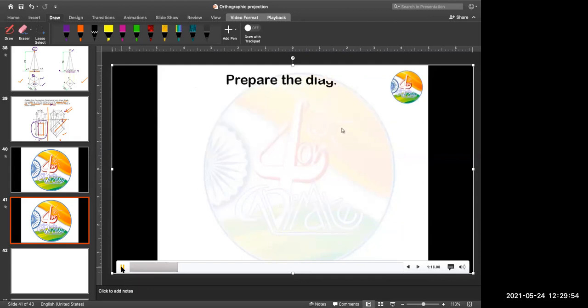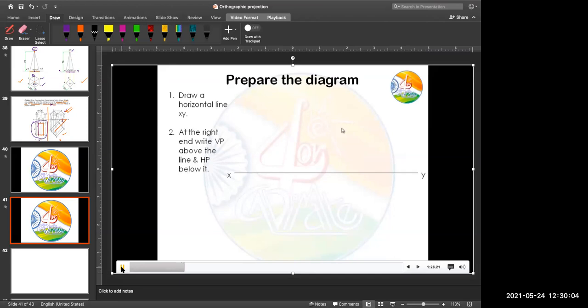So let us move ahead and see what steps are to be taken and how to draw the pentagonal prism. The first thing we need to do is draw the XY line, and we should write VP just above the XY line on the right side and HP just below it. It is customary that front views appear above XY while the top view appears below XY. That's what happens when we draw the view in the first angle.